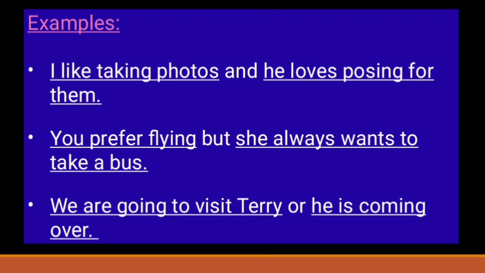Next, you prefer flying, but she always wants to take a bus. The clauses you prefer flying and she always wants to take a bus are two independent clauses which are joined by the coordinating conjunction but. Lastly, we are going to visit Terry, or he is coming over. The clauses we are going to visit Terry and he is coming over are two independent clauses in the sentence, which are joined by the coordinating conjunction or.